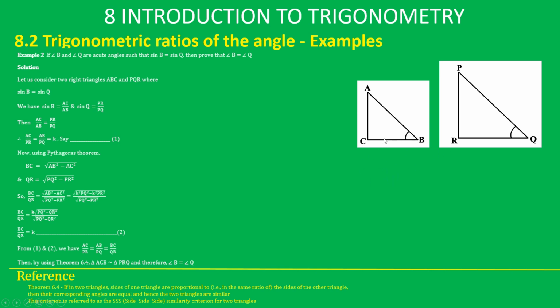If they are in proportion, this theorem 6.4 says that all corresponding angles are equal. Please be careful: corresponding angles are equal, not all the angles are equal. What are the corresponding angles? Angle B is equal to angle Q, angle A is equal to angle P, angle C is equal to angle R. Which means, now what we have to prove? Angle B is equal to angle Q. As per theorem, this is proven. Example 2, we have completed. We will go to example 3.